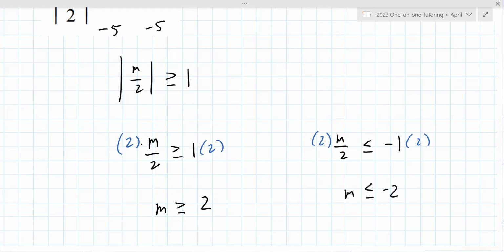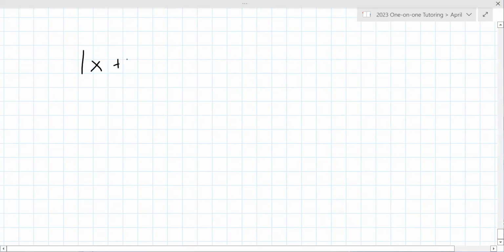Actually, let me make this one up. That one's not going to work. It's too easy. Here's another one for you to look at, kind of in the same scenario here. So let's go. Absolute value x plus 3 plus 7 is greater than or equal to 20.